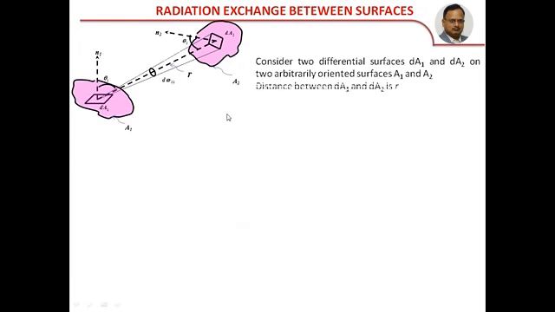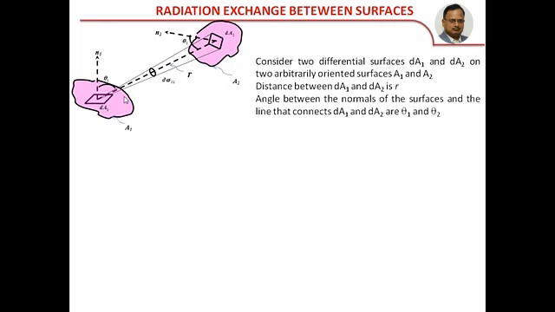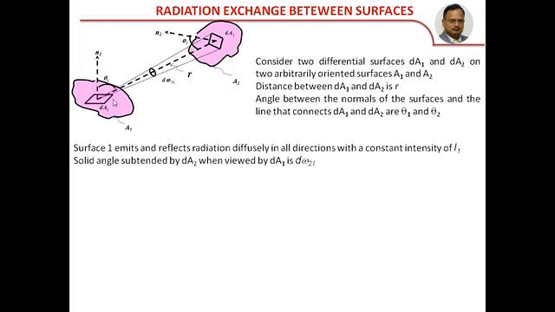Assume that the distance from dA1 to dA2 is r. The angles between the normals n1 and n2 and the line connecting dA1 and dA2 are as shown here, θ1 and θ2. This surface dA1 emits and reflects radiation diffusely in all directions with a constant intensity of I1, and the solid angle subtended by dA2 when viewed from dA1 is, say, dω2-1.